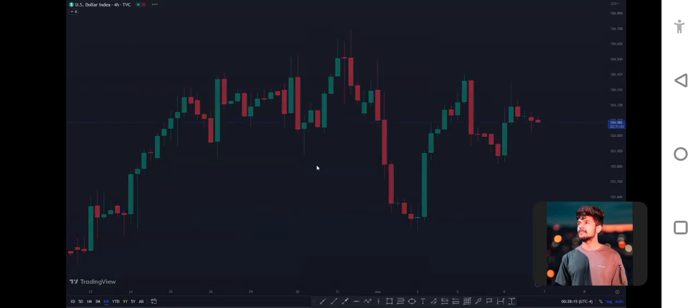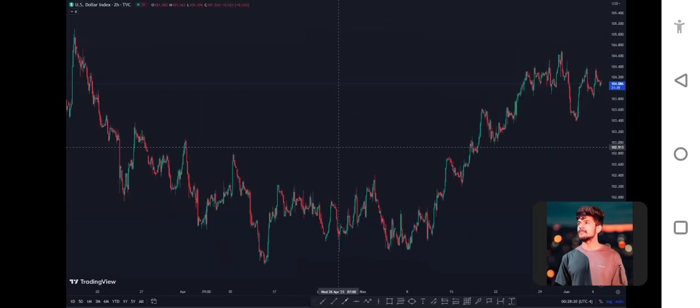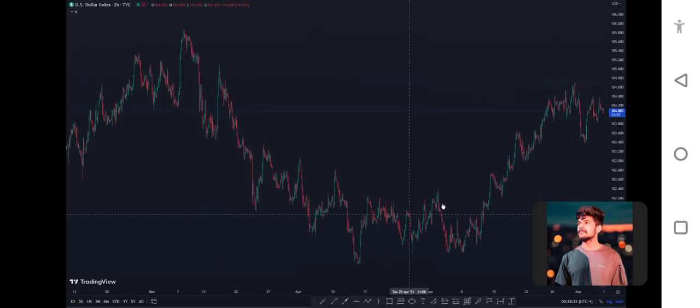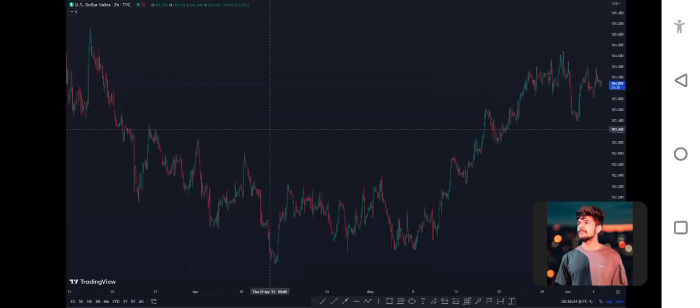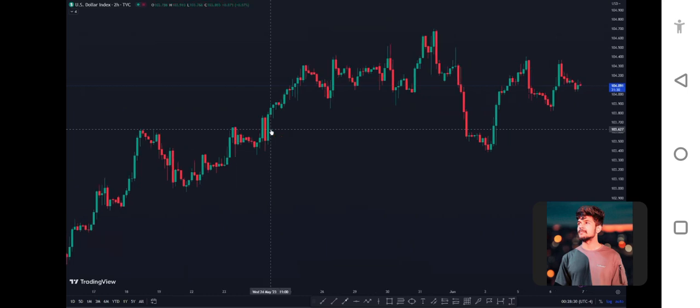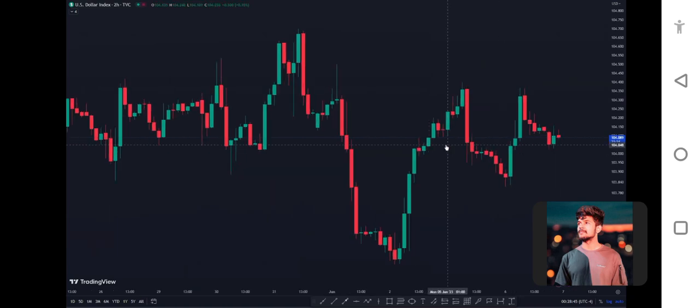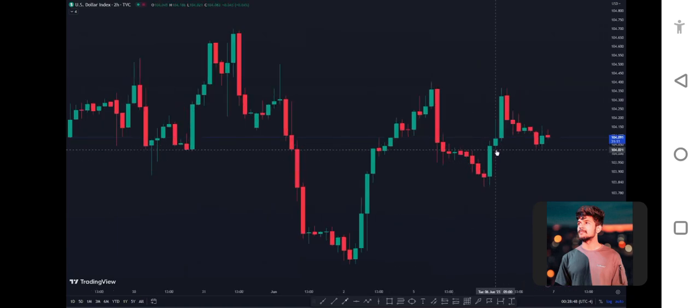Let's switch onto the lower time frames. See this, it looks like a market maker buy model. Okay, so this one clearly you can see we have traded inside this range. Well, I can see that this fair value gap is still left.